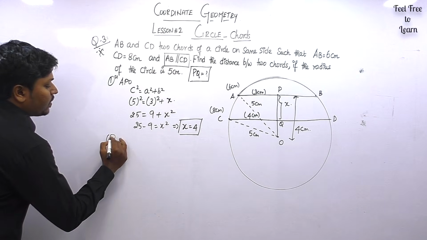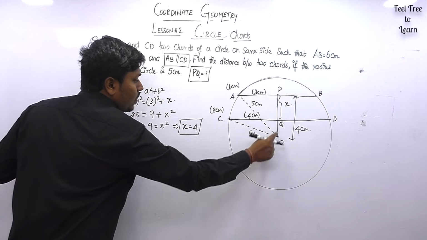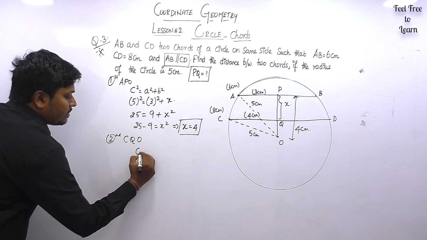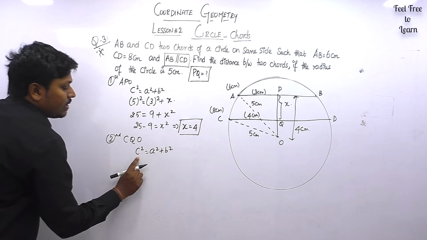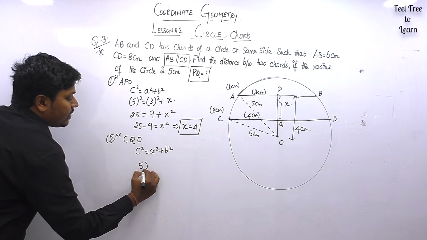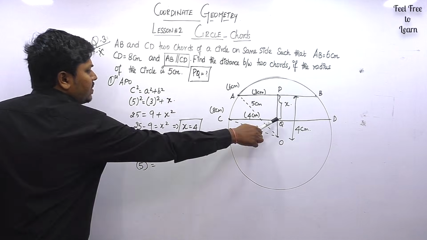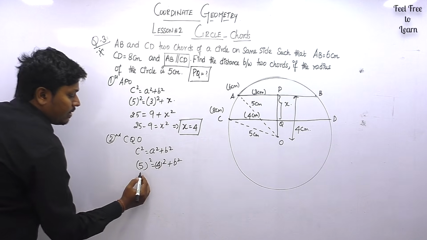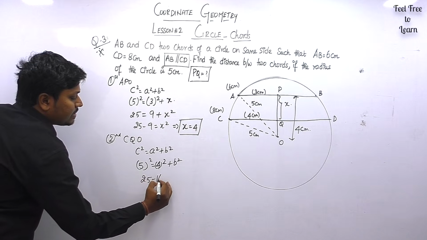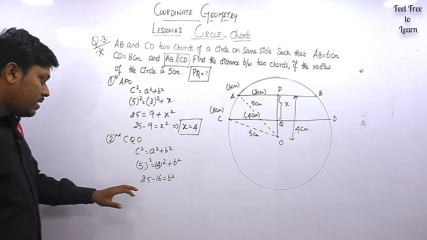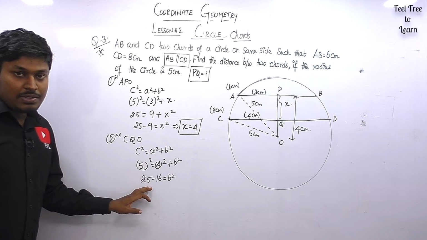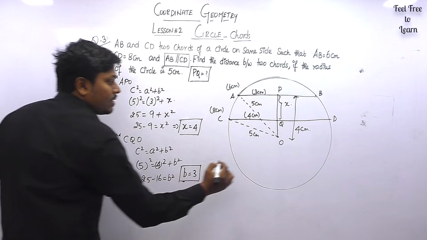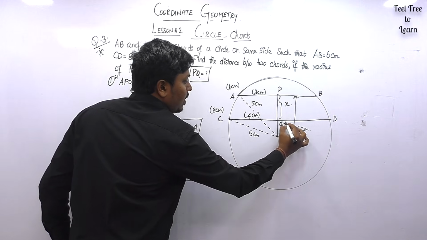So let me move on to the second chord. The second chord, which is C, Q and O. In this one, similarly, we can apply the Pythagoras theorem, that is C square is equal to A square plus B square. So C square will be the slope, that is 5 centimeter. 5 square is equal to A square, so A square will be 4 centimeter, that is 4 square will be 16. So 4 square plus B square. So 25 minus 16 is equal to B square. So B square is equal to 9. So B equal to root of 9, so the value of B is equal to 3. So finally we found the distance between Q and O is 3 centimeter.